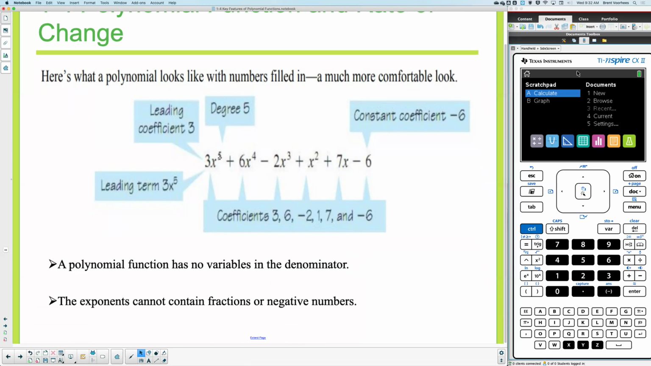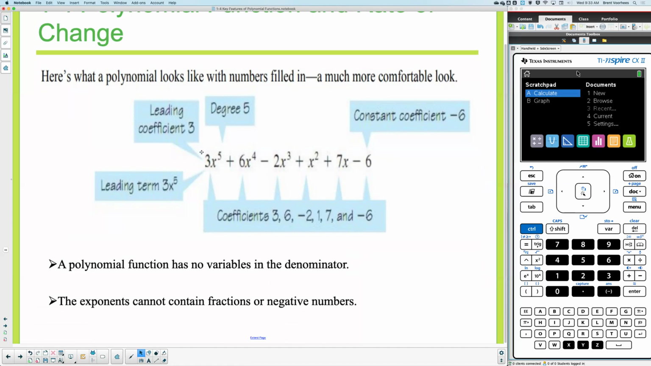That's the greatest power. Look at the powers: 5, 4, 3, 2. That's like a power 1. That doesn't have any powers at all of x. It's like x to the power 0. So they count down 5, 4, 3, 2, 1, and this has no x's, so it's like x to the 0. The highest power was 5, so we'd say that's the degree.